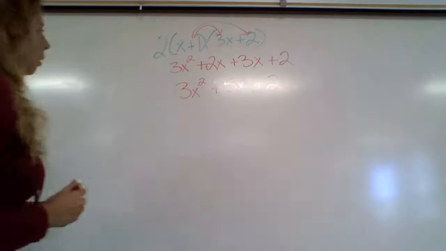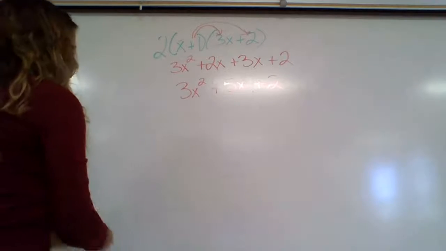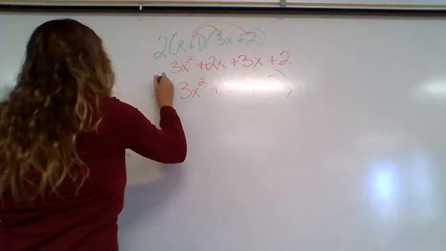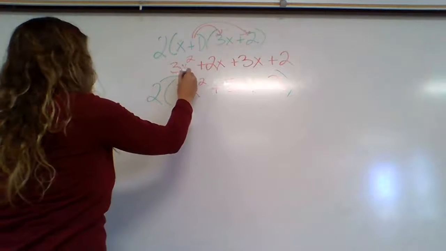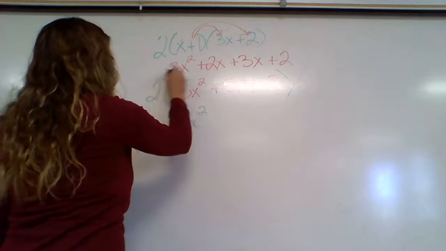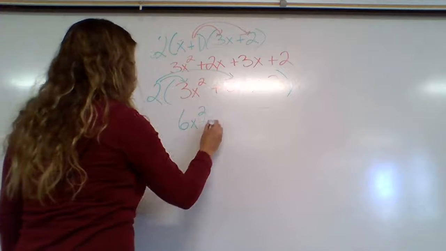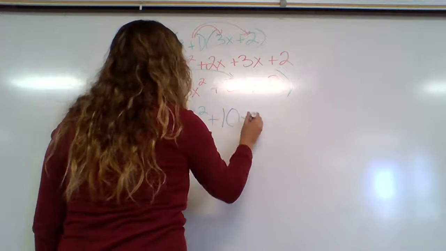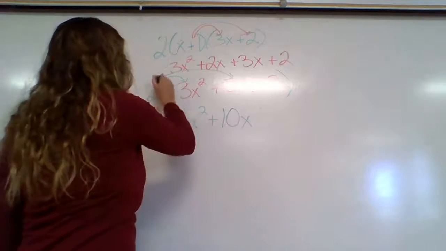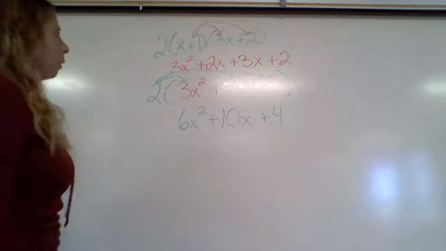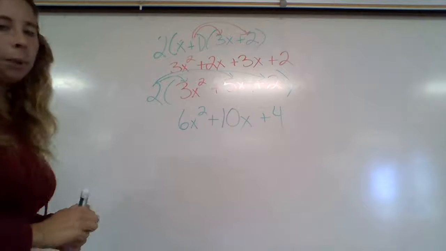Bam. Now bring your 2 into the action. So now I'm going to distribute my 2 onto all of this. So 2 times 3x squared, and then 2 times 5x is 10x. And then 2 times 2 is 4. So you get the same answer, whichever way you do it.